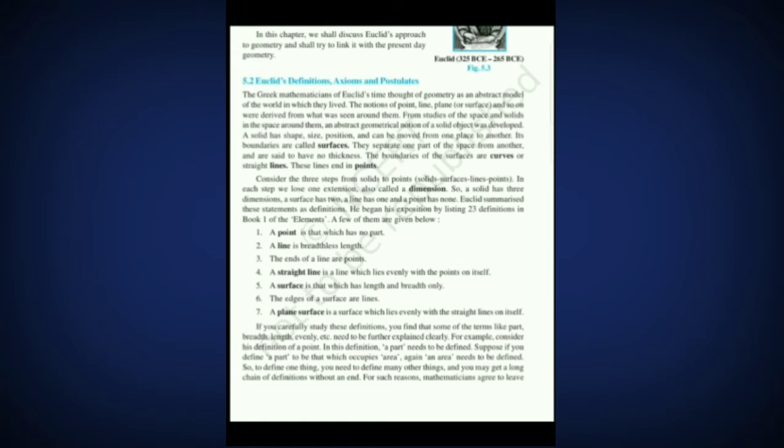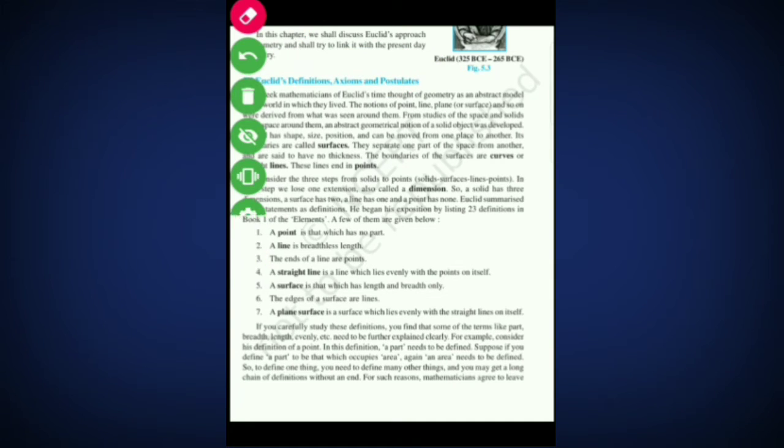what are the things we have to study or read? Okay, I will read, and all of you have to look here very properly and listen to me very carefully. Okay, it is written: In this chapter, we shall discuss Euclid's approach to geometry and shall try to link it with the present day geometry. Okay, now we are going to study Euclid's definitions, axioms and postulates.